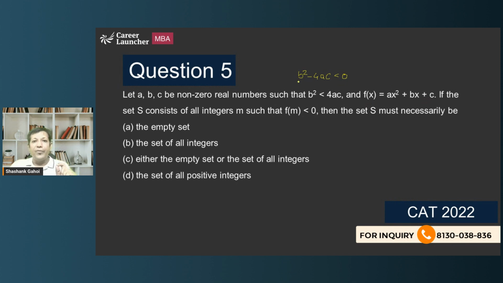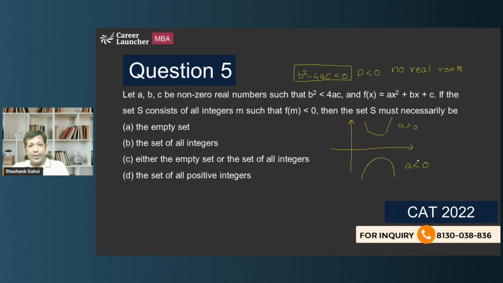When b square minus 4ac is less than 0, what does it mean? It means D is less than 0. So what does D less than 0 represent? D less than 0 represents that there are no real roots. And we have also done the graph for no real roots. There are two graphs. The first graph opens upside if a is positive. The second graph opens downside if a is negative. So this graph we have already covered.